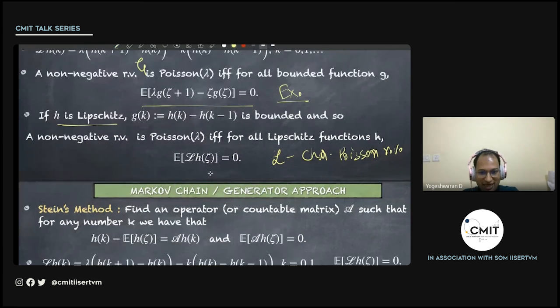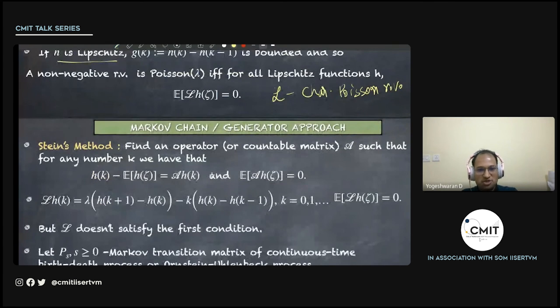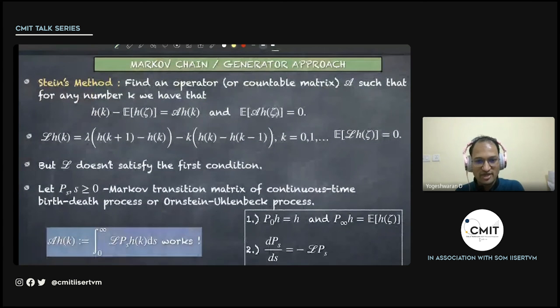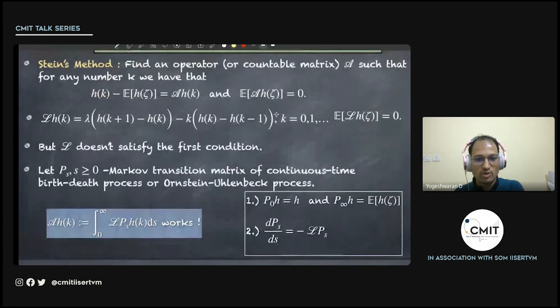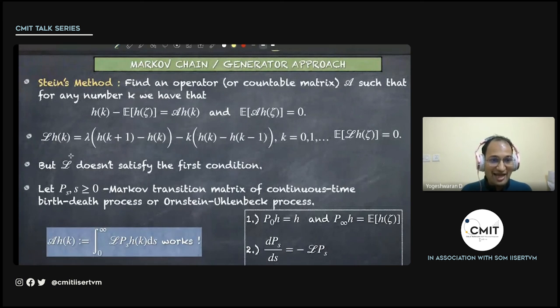Now, for the last two minutes, I'll not say much. This is all we have done so far. How do you find an L like this? It's not magic. When Chen and Stein did it, it was some sort of magic, but later people have understood how this L arises. It arises in a very quick way. I won't say much, but L will satisfy this condition, but not the first condition.